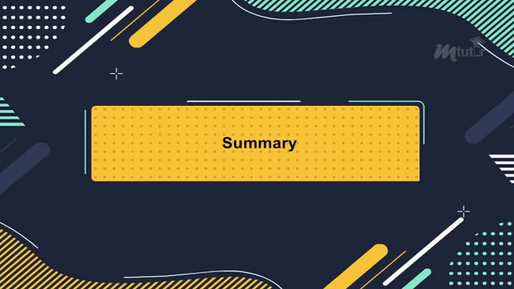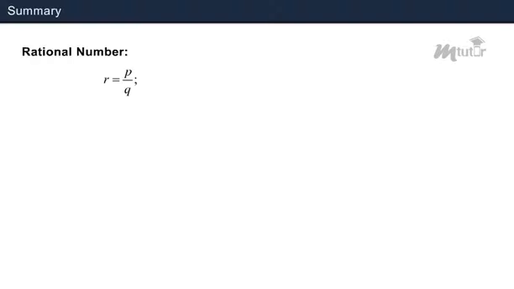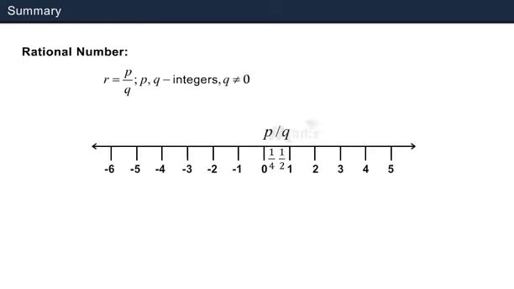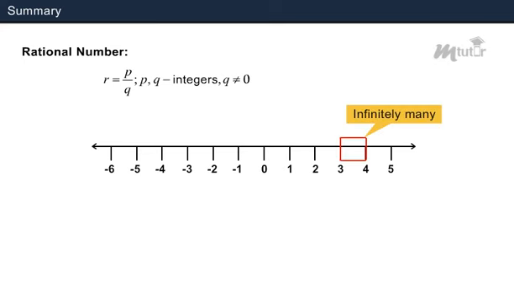Summary. Let's now summarize what we have learnt in this lesson. A number R is called a rational number if it can be written in the form P by Q, where P and Q are integers, and Q is not equal to 0. While representing the rational number P by Q on the number line, we assume that Q is not equal to 0, and that P and Q have no common factors other than 1. And there are infinitely many rational numbers between any two rational numbers.